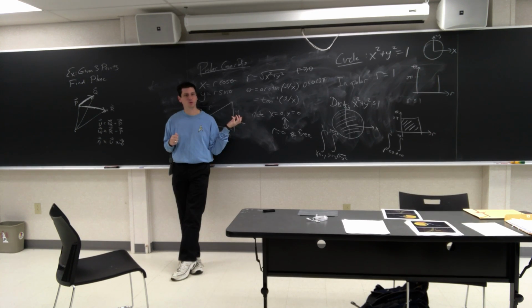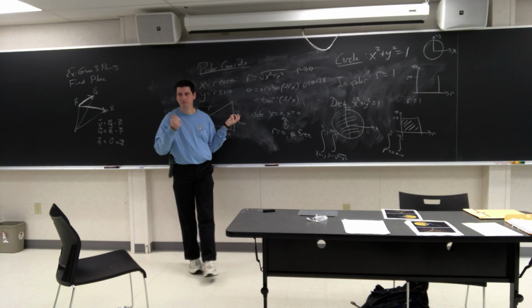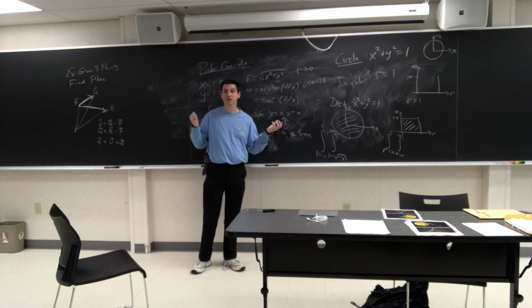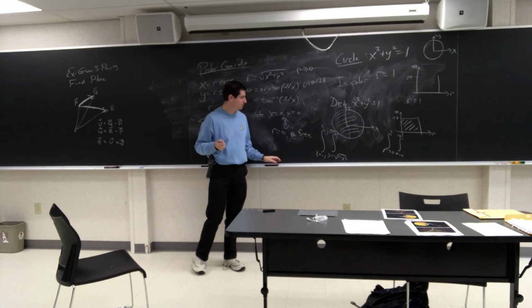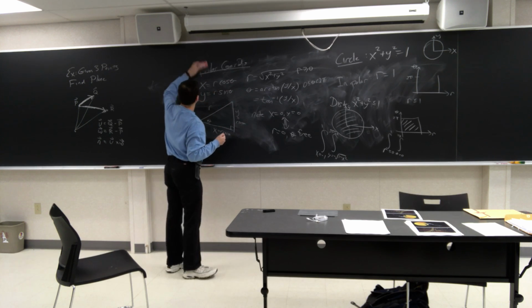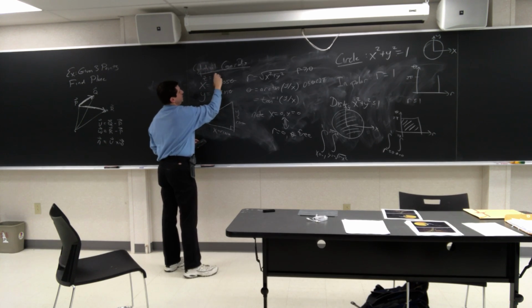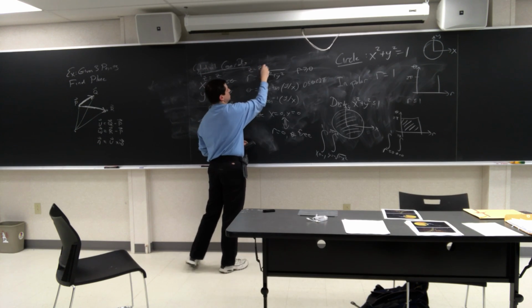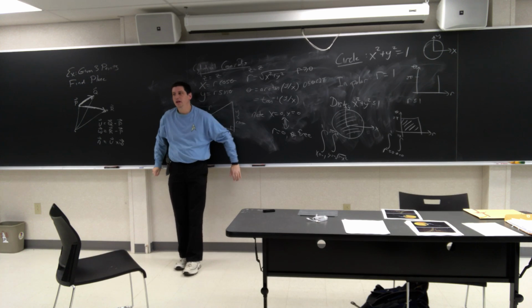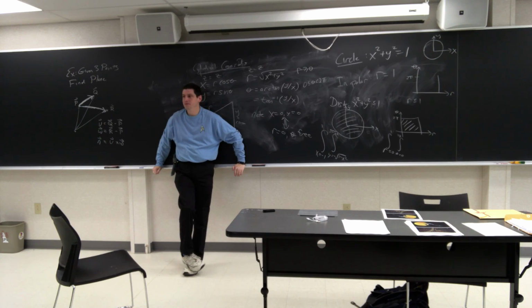What do we do for cylindrical coordinates? What's the difference between cylindrical coordinates and polar coordinates? Z equals Z. Z is just along for the ride. So if I want to go from polar to cylindrical, all I have to do is add Z equals Z. And this is ideally suited for problems that have great cylindrical symmetry.